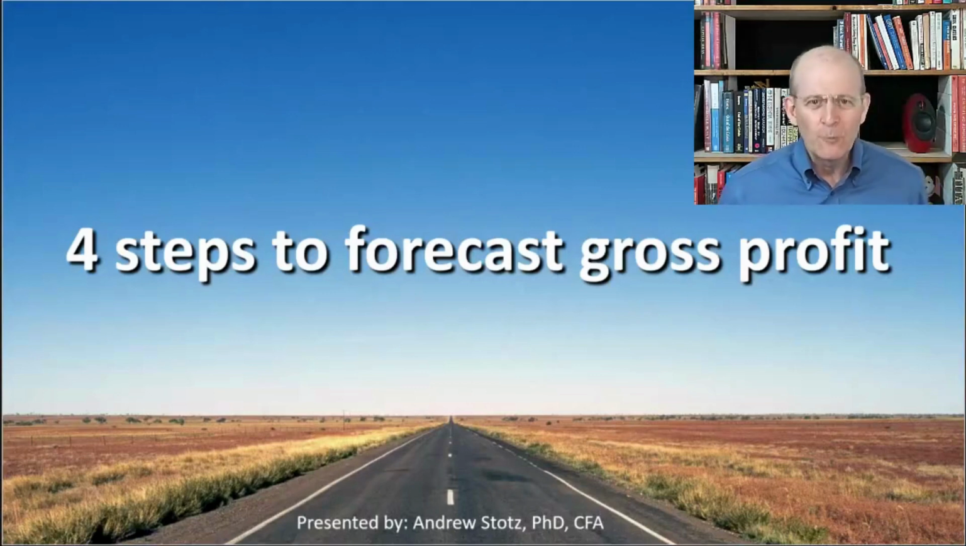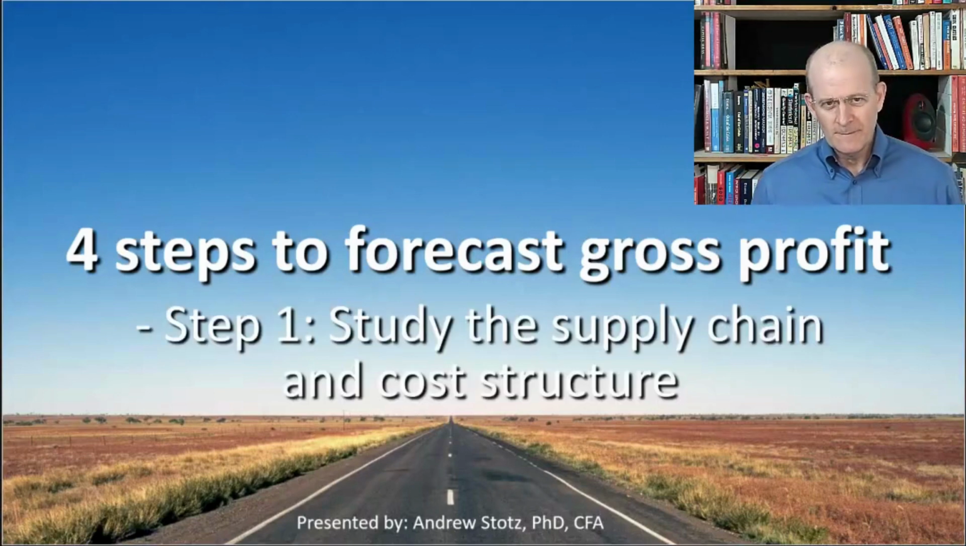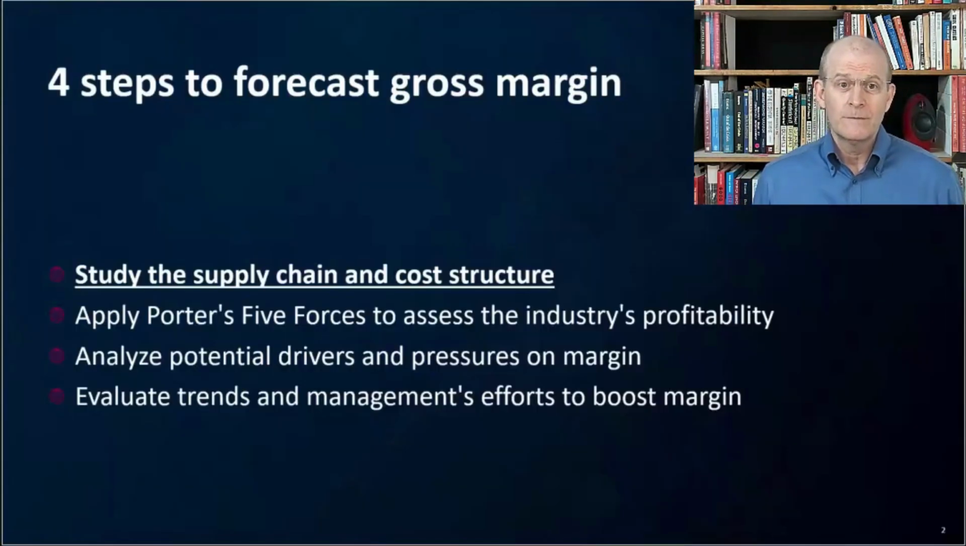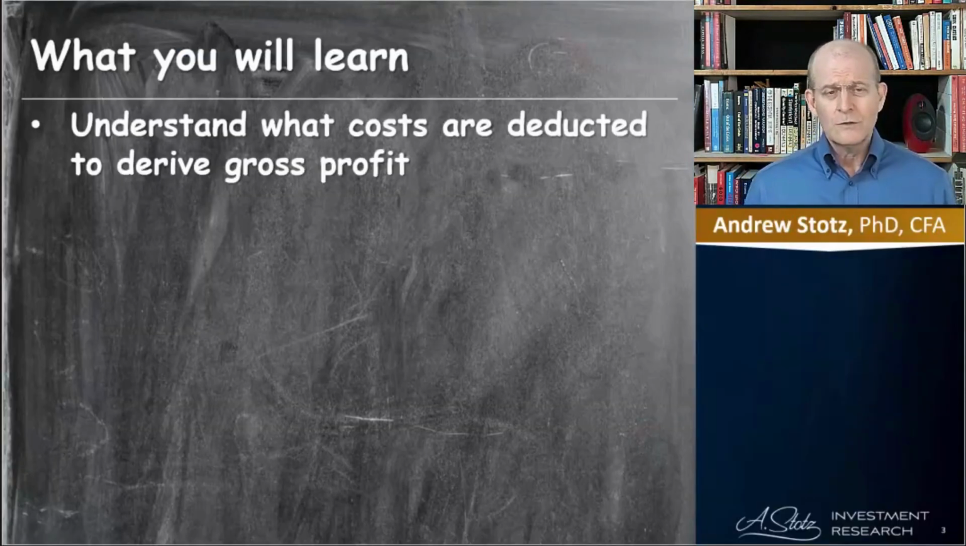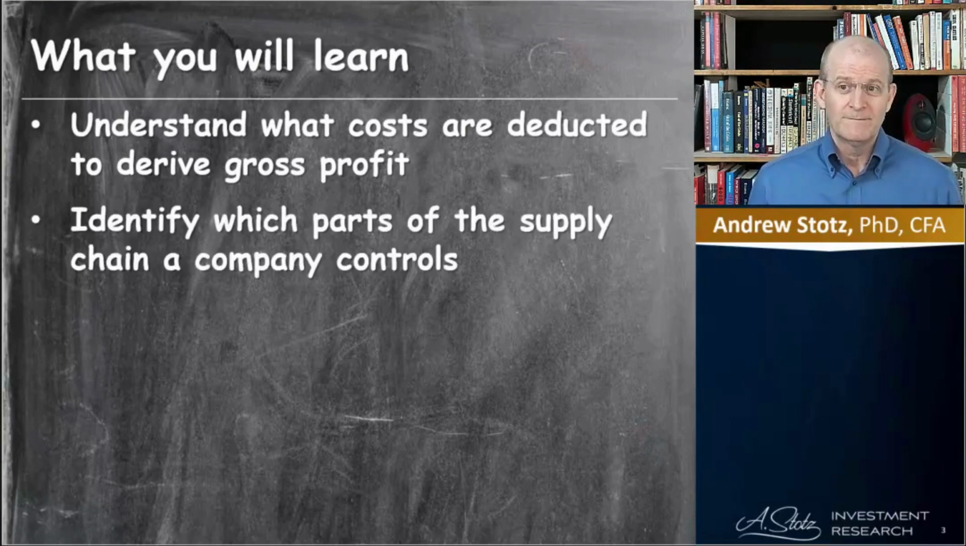Let's talk about the 4 steps to forecast gross profit. Step 1 is study the supply chain and cost structure. So let's go through this in a little bit more detail. What are you going to learn? You're going to understand what costs are deducted to derive gross profit.